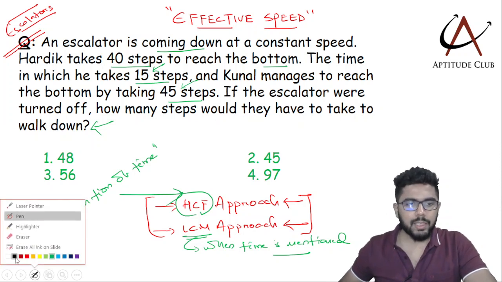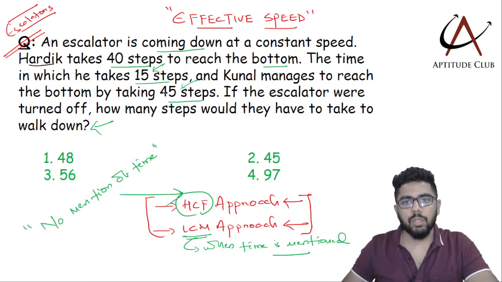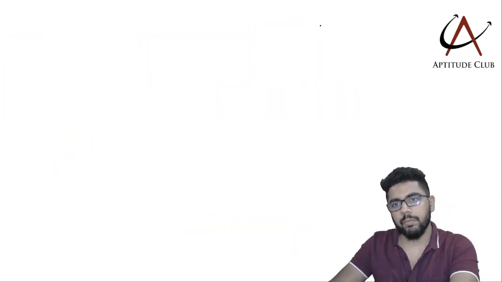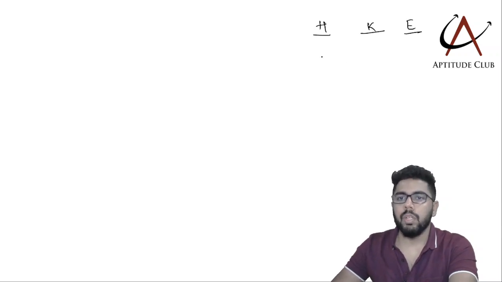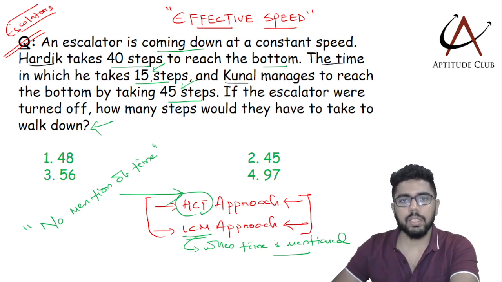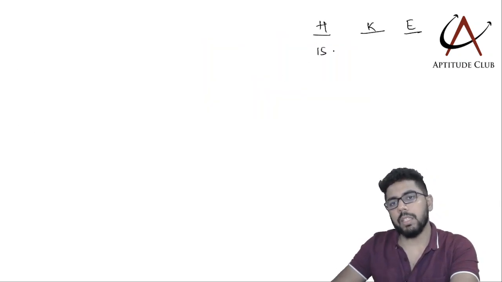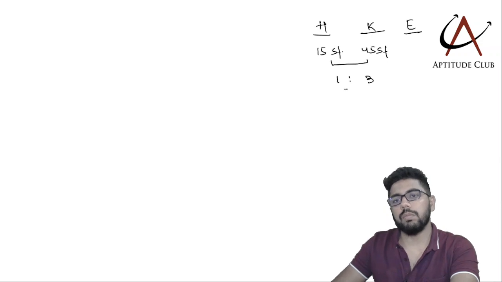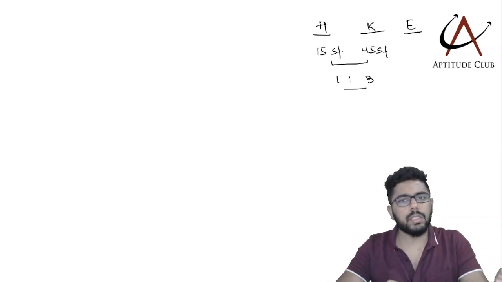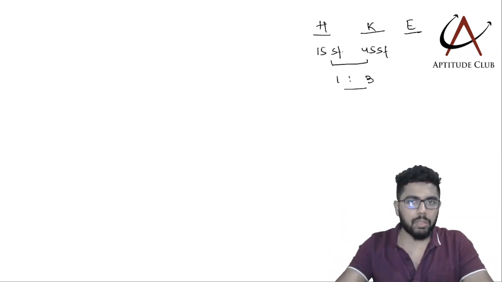Now, there are basically three entities here. One is Hardik, one is Kunal, and one is the escalator. Now, one clear relation between Hardik and Kunal is given: in the time in which Hardik takes 15 steps, Kunal is taking 45 steps. So I can clearly say the speed ratio is 1:3. Hardik and Kunal speed ratio we know. So given a constant time, whatever steps Hardik takes, Kunal will take thrice that of Hardik.